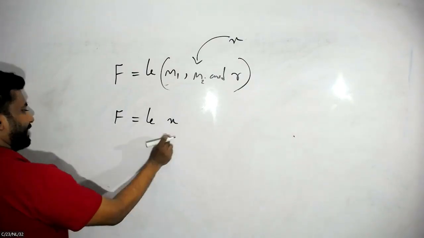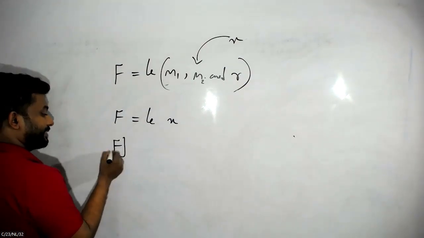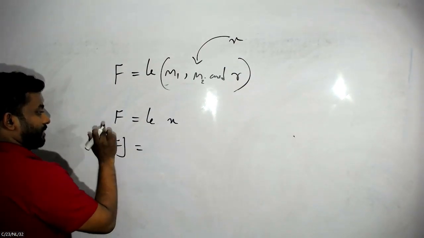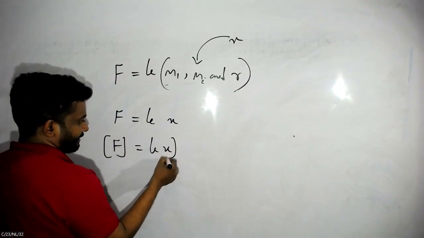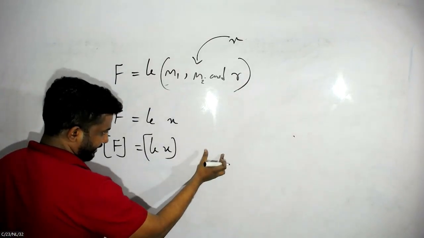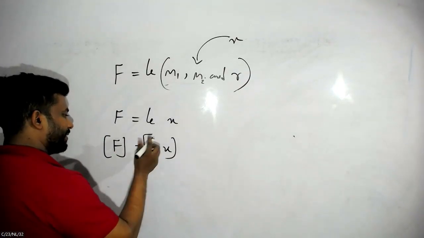Puthe, now you can write here, if this equation is a correct equation, what happens? Dimensions at the two sides, Puthe, RHS and LHS, what happens to the dimensions of these two sides? Should be equal.